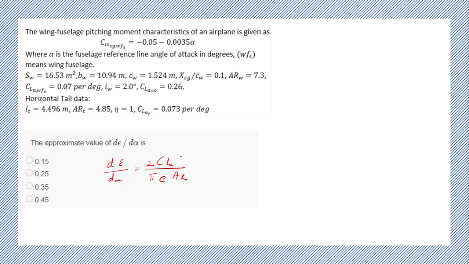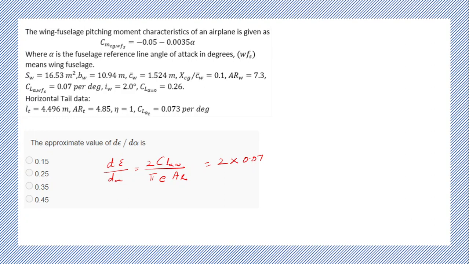Okay. So E, I don't think is given here. If it's not given, just assume 1. Okay. How do we proceed with this? So it's 2. What is CL alpha of the wing? Of the wing fuselage combination. In this case, they've used wing. Yes. How much is that? 0.07, right?